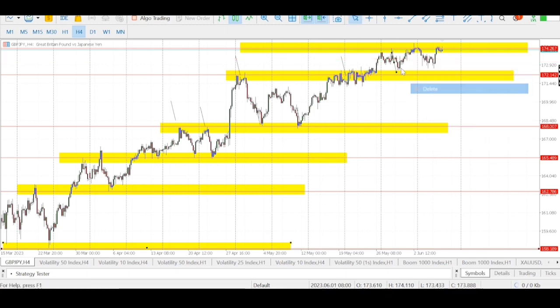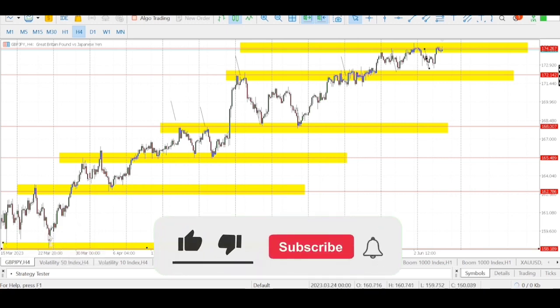Then here. Sorry about that, this red one here was unnecessary. Then here. So for this one you can see we had 1, 2, 3, 4, 5 touches. For this one we had 1, 2. So for a stronger zone, we have to have 2 or more touches on the same zone. As you can see right now, all my zones here are strong highs and strong lows.